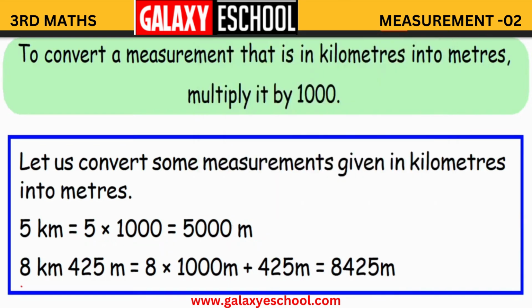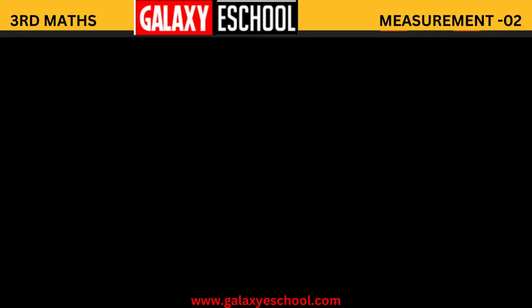Now again, the second example, 8 kilometers 425 meters. This is a combination of both kilometers and meters. So first let us write them separately. What will we do? 8 kilometers and 425 meters. So we can write it as 8 kilometers plus 425 meters.